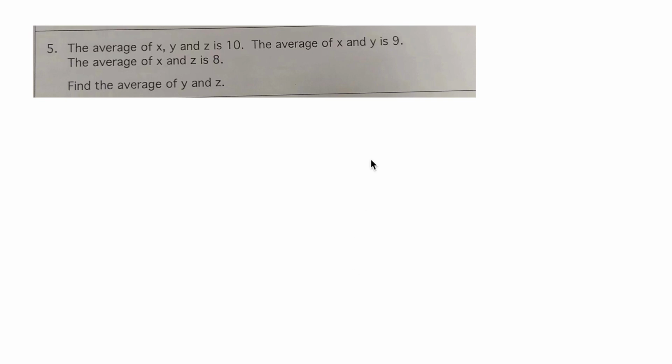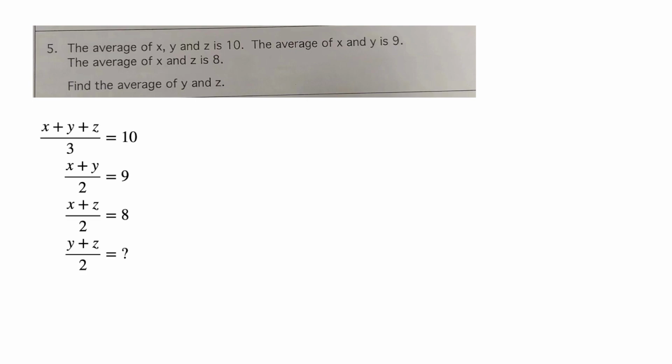First, let's turn all these statements into equations. So we know that the average of x, y, and z is 10. We know that the average of x and y is 9. And we know the average of x and z is 8. We want to find the average of y and z. Let's call that A. So now that we have all these statements translated to equations, you might have noticed how they all have fractions on the left side of the equation, so let's just quickly simplify all of them to make them easier to deal with.